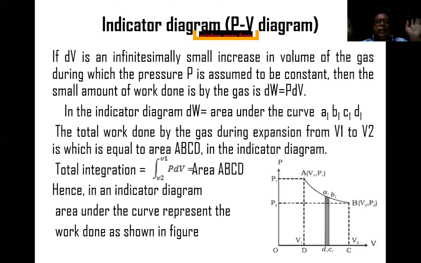In the indicator diagram, dW, the work done, is equal to the area under the curve A dash B dash C dash D dash. The total work done by the gas during expansion from V1 to V2 is equal to the area ABCD in the indicator diagram. Total integration from V1 to V2 of PdV is equal to area ABCD. Hence, in an indicator diagram, the area under the curve represents the work done, as shown in the figure.